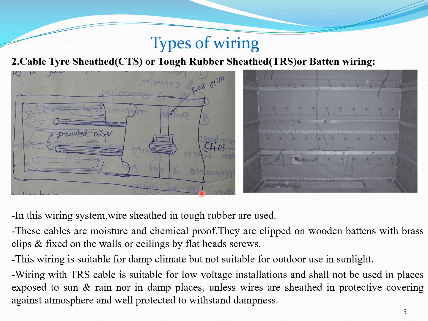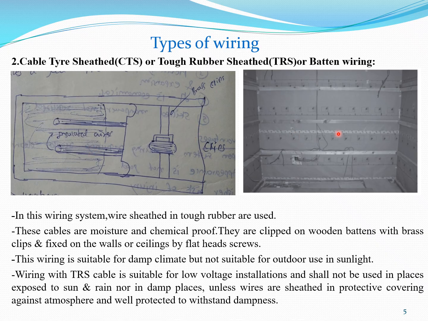Now we'll discuss the second type, which is cable tyre sheathed CTS, or tough rubber sheathed TRS, or batten wiring. You can observe this type of wiring in this image. It is the CTS, TRS or batten type of wiring. And if we have to draw the diagram, then this is the CTS or TRS wiring. It has insulated wires and brass clips.